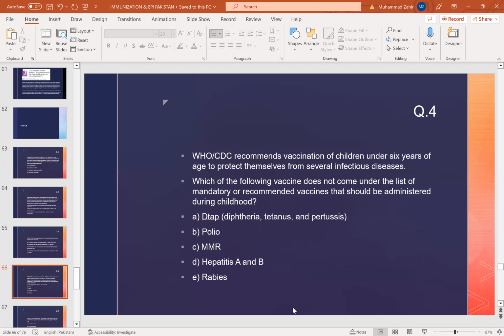WHO and CDC recommend vaccination of children under 6 years of age to protect them from several infectious diseases. Which of the following vaccines does not come under the list of mandatory or recommended vaccines that should be administered during childhood? Diphtheria, tetanus, pertussis, polio, MMR, hepatitis A and B, and rabies. E, yes, E is the correct answer.